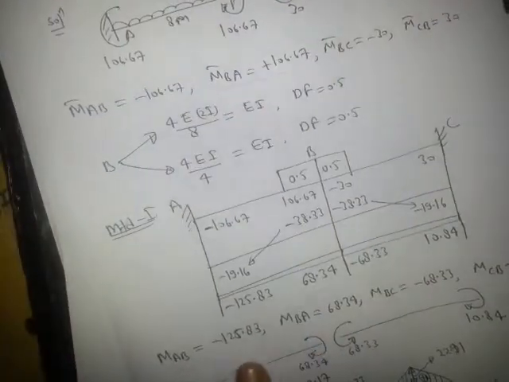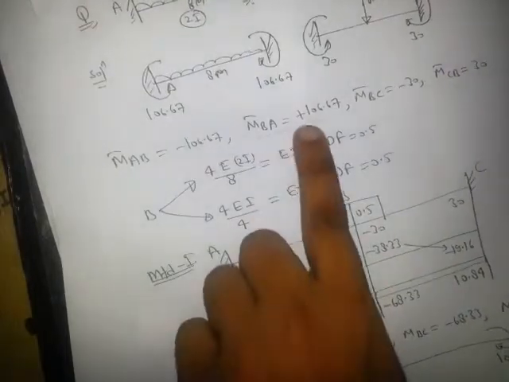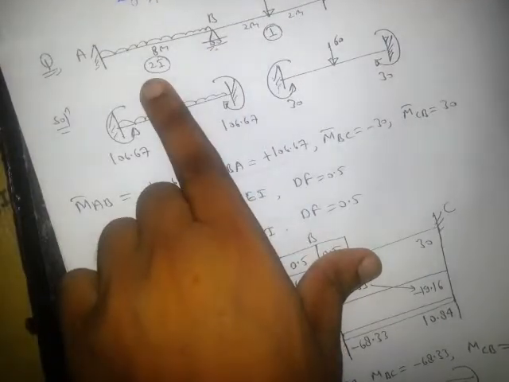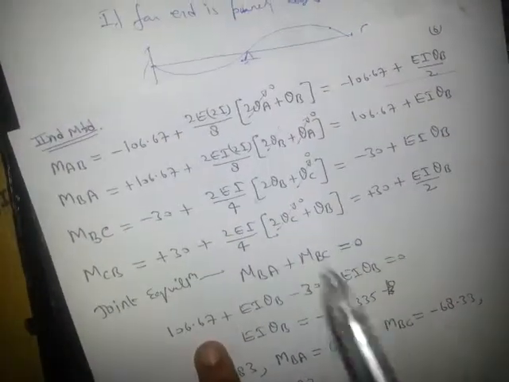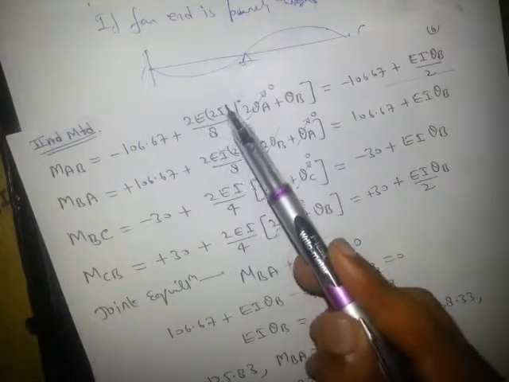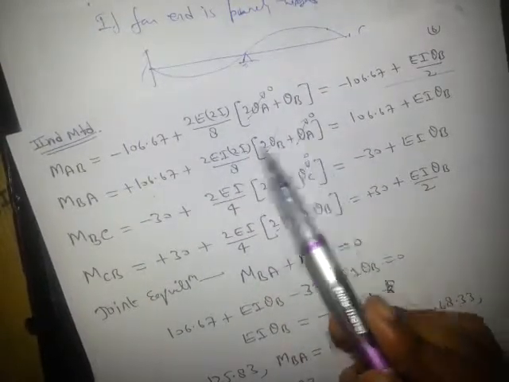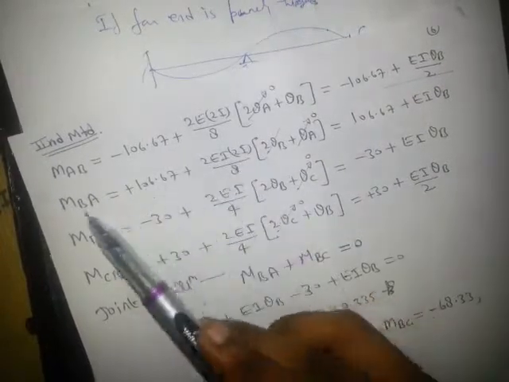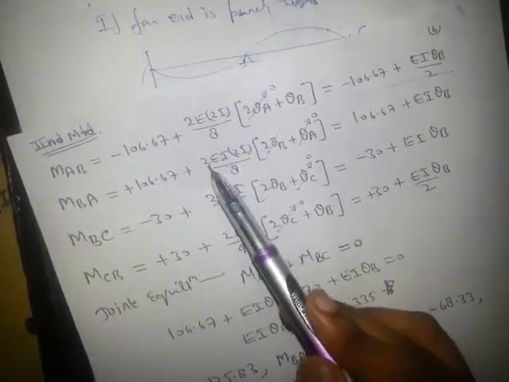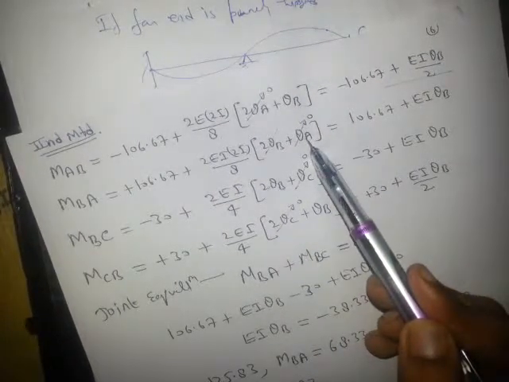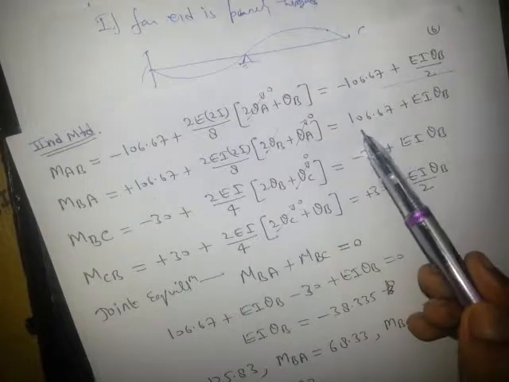See how. So MBA will be M bar BA, which is this, plus 2 EI divided by L. I told you that for the same span AB and BA, this value and the delta value will remain the same, only these two values are interchanged and this value changes. So MBA will be M bar BA plus 2 EI divided by L, 2 theta B plus theta A, right, minus 3 delta divided by L, equal to this.